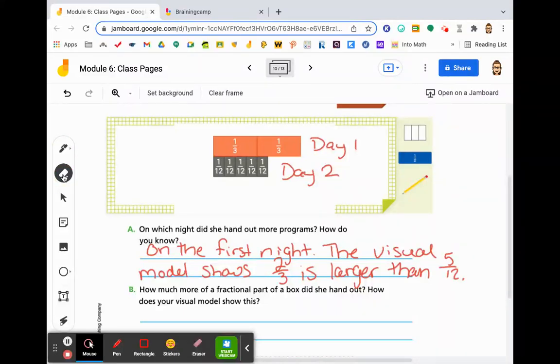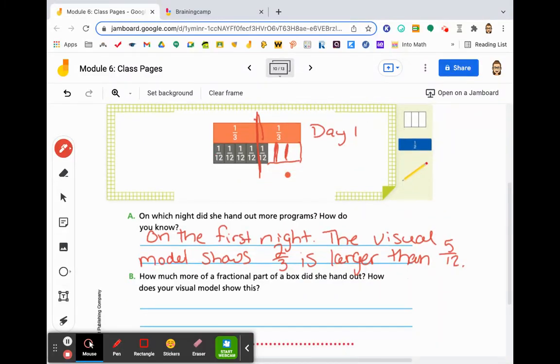So how much more of a fractional part of the box did she hand out? Well, if we look here, if we're trying to figure out this section, we already know if we split this down the middle here, that 4/12 fit into 1/3. So that means we could put 3 more twelfths there, which would be 3/12 more. So we're going to have 3/12.